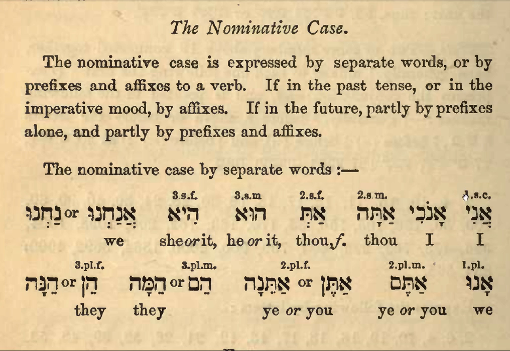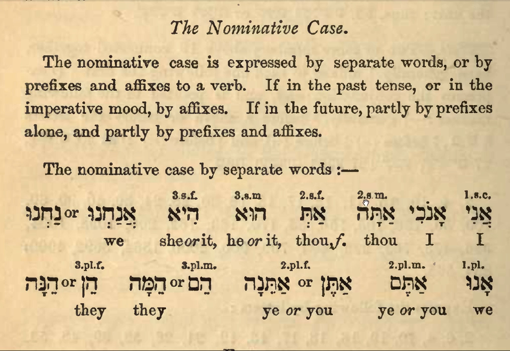So the first person, singular, common gender. Common gender means it's neither masculine nor feminine, or it's both masculine and feminine depending on who's speaking. So ani, I, ani. And then we have another form, anochi, anochi, I, ani, I.